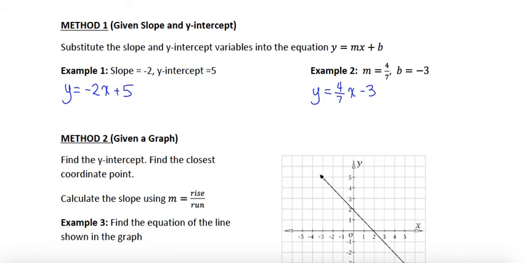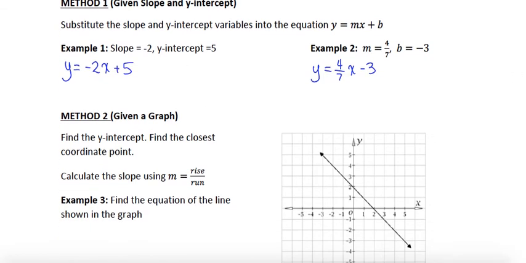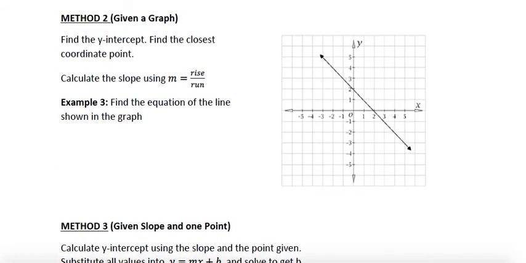So method 2 we've also looked at already in this unit, so let's do a quick recap of that. If you're given a graph of a straight line, we can easily find the y-intercept and then use another coordinate point on that line to help us calculate the slope using the rise over run, and then we can substitute that into the equation of the line. So let's start by finding our y-intercept. The y-intercept is at +2, so your b is 2. And now we're going to find our slope, so the rise over the run.